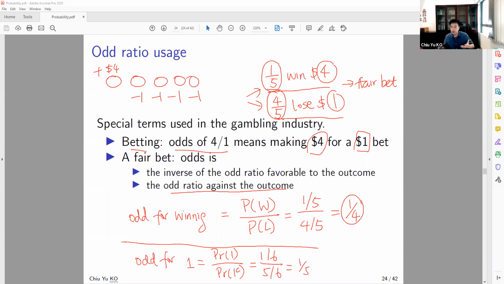Why do we need to reverse? Well, it depends on whether it is odd for or odd against. I don't know why, but the casino always uses it this way, 4-1. You ask why not 1-4, but this is how things are done. I don't know why, but that is what the terminology is. Is that okay? I hope that solved some of the questions you have.